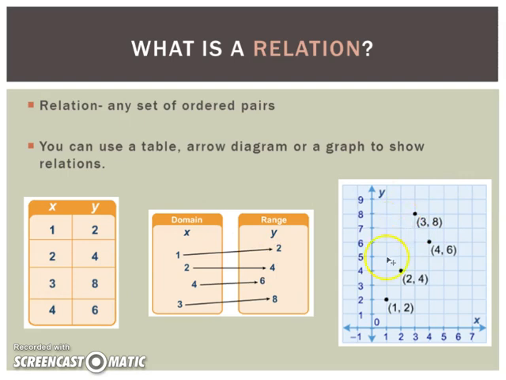And finally, you can represent it as a graph, as a grouping of points. So each of these points also represents a relation, and you can see the ordered pair 1, 2, the ordered pair 2, 4, 4, 6, and so on.